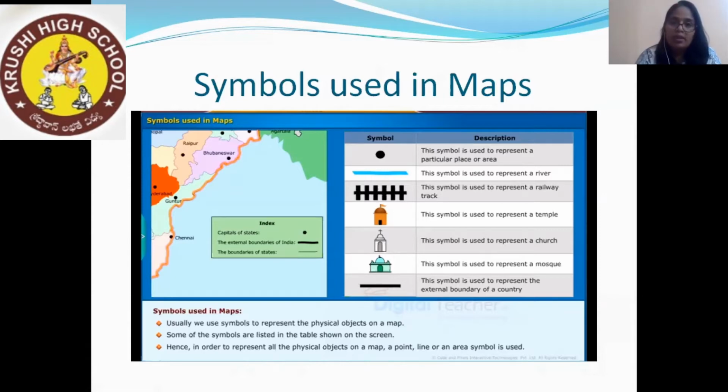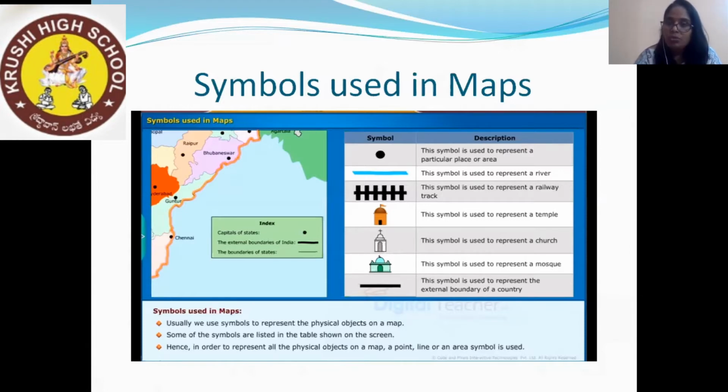As you can see here, a dot is there, right? The dot symbol is used to represent a particular place or area. Now coming to the line. Here if you see, the blue color line, this symbol is used to represent a river. The third one, you can see, is used to represent a railway track.